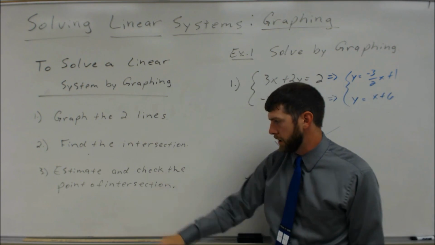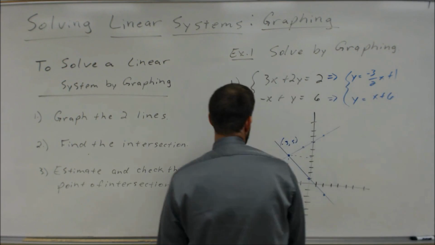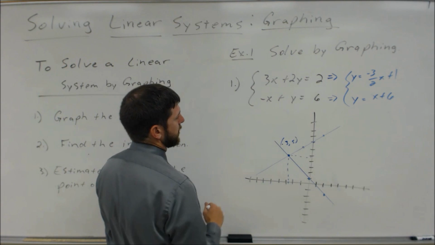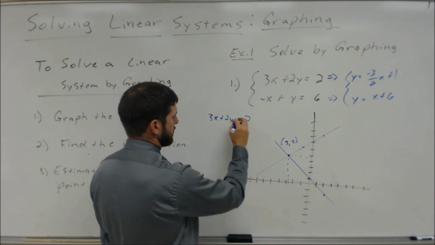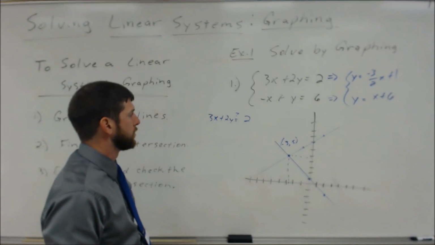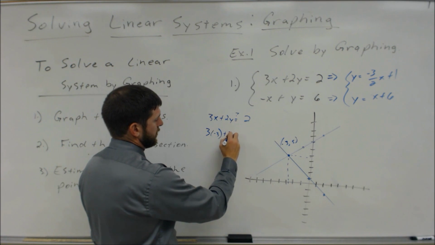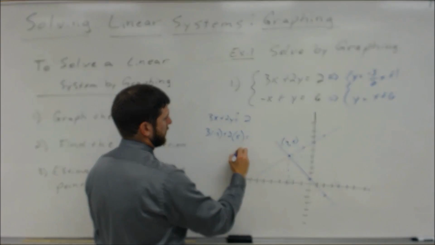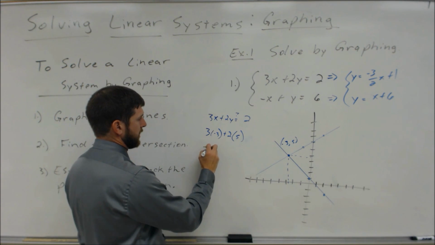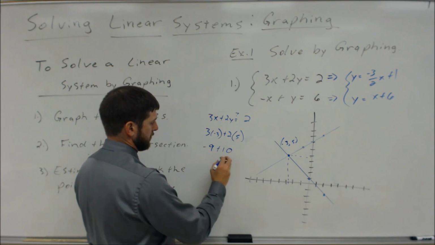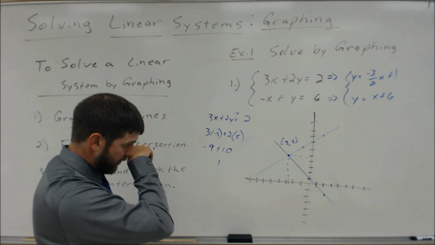All right. After we estimate, we've got to check that point of intersection. So to check, I need to plug this value into both equations. I'm going to take my 3x plus 2y equals 2 equation, and we want to know, does that really equal 2? So 3 times -3, 2 times 5, and we're still asking, is that equal? So -9 plus 10 is 1. So that didn't equal out. So we know it's not -3, 5.